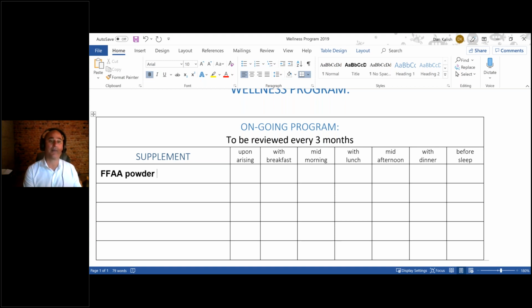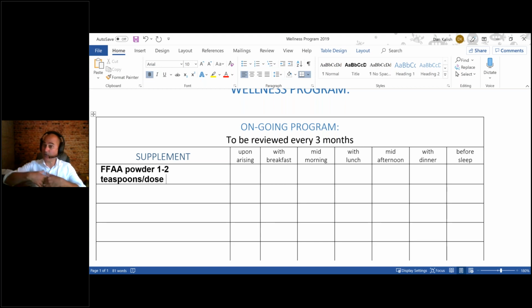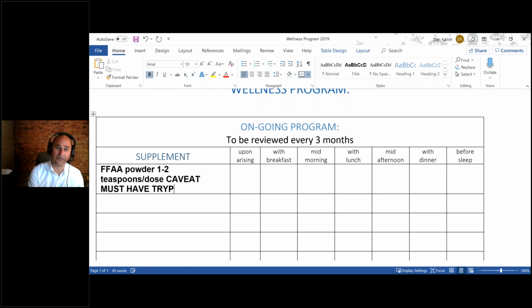And we'll look at some of this mTOR related stuff pretty soon. But depending on your intentions, you're going to use either 1 or 2 teaspoons a day, or I should say, per dose. And this is for someone where you want to globally raise their amino acids. And then there's one caveat here, caveat. Must have tryptophan. Why is that? Because tryptophan is a rate-limiting step in the assembly of all proteins.